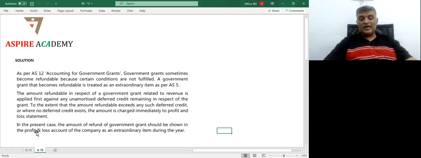Now coming to this case, we have actually got a grant of 2,500 lakhs which gets refundable. So in the present case, the amount of the refund of the government grant should be shown in the P&L account of the company as an extraordinary item during the year. That's all. Pretty straightforward. So this problem and the earlier problem are related. This is just a theoretical explanation, but you have the numerical explanation in the earlier problem. It's a very simple problem, but make a note of the language of the standard. Thank you.